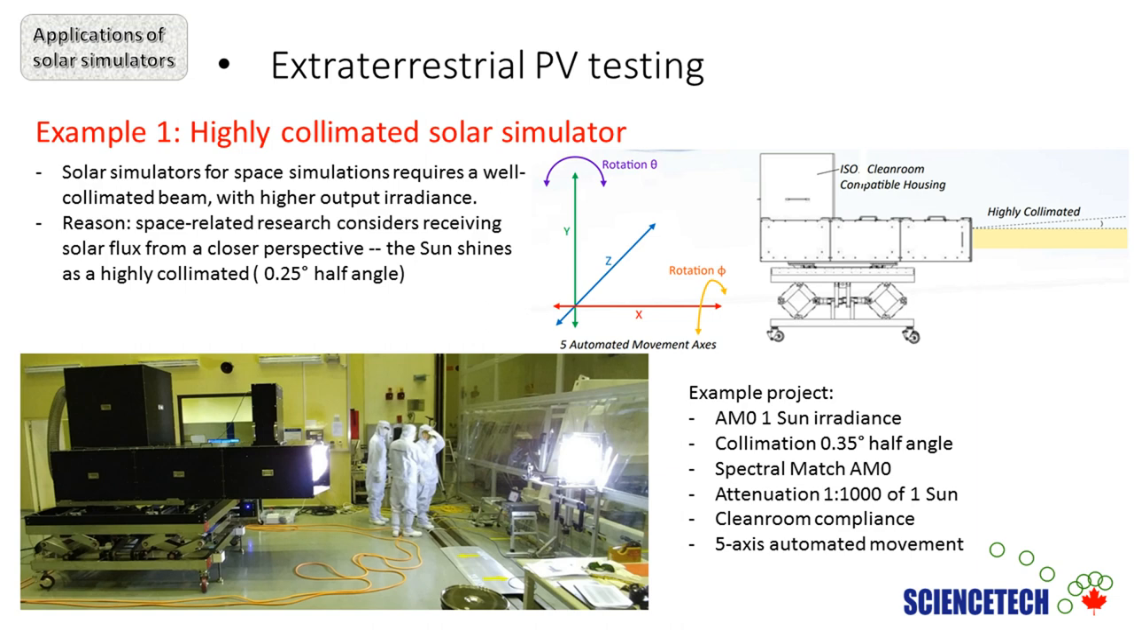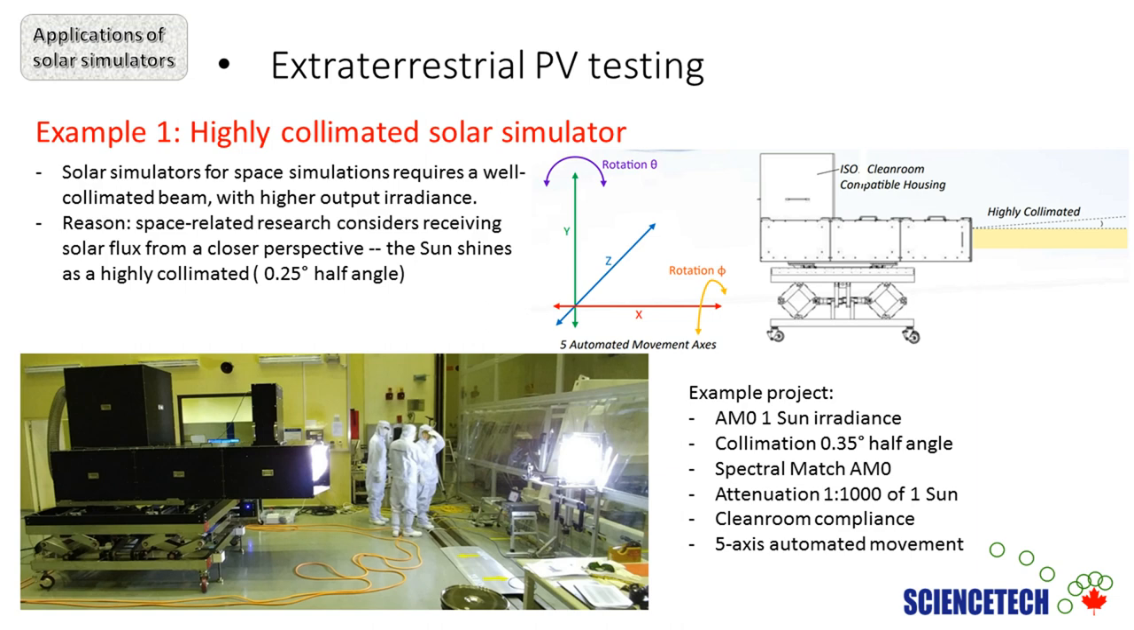Secondly, space-related research considers receiving solar flux from a closer perspective, so the received intensity is higher. As an example of a previous project of ours, we built a highly collimated solar simulator for space-related research. The end user's requirements were that they needed intensity of one sun at AM0, the output beam should have a collimation half angle of 0.35 degrees, and they needed an attenuation of 1 versus 1,000 of a sun.